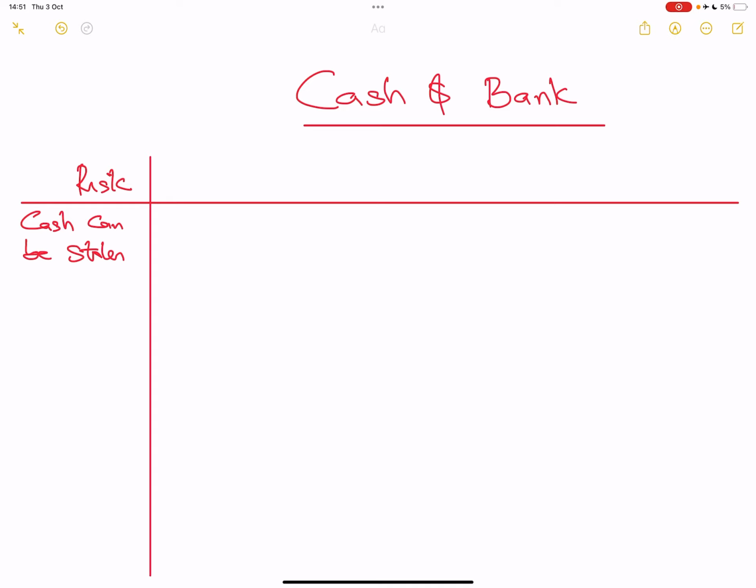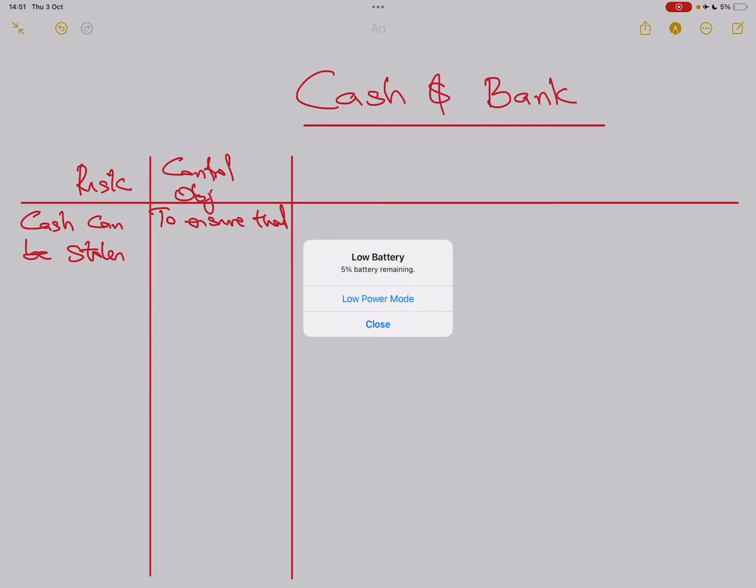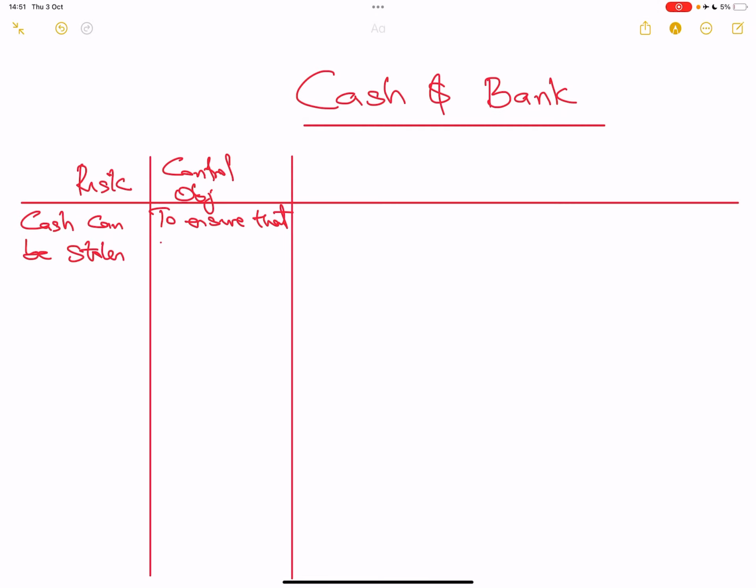Everybody likes money, so once we know the risk, the next thing we are looking at is what will be our control objective. Our control objective is also clear: to ensure that cash is not stolen, which means we're able to keep our cash very safe. Now, this is where we'll spend time. What are the controls that we'll have to put in place, and what will be the test procedure for the auditor?